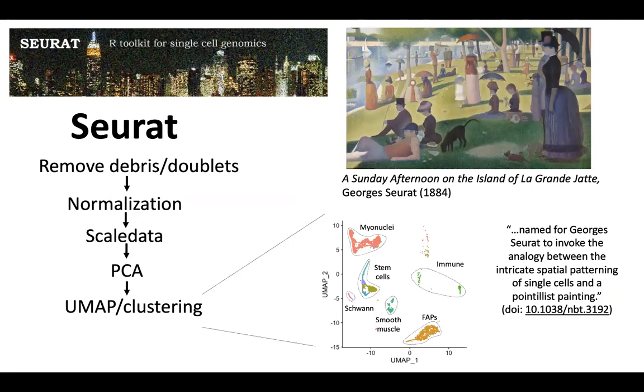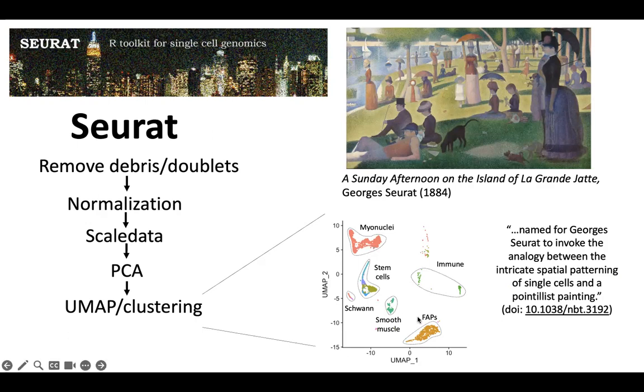And he was an impressionist painter, and he used a series of points, so it was referred to as pointillist painting. The authors and developers of this software named it after George Seurat because they want to invoke an analogy between the intricate spatial patterning of single cells and pointillistic paintings. And so Seurat, as I said, has a comprehensive set of functions that allow us to process our data, assess the quality of the data, normalize it, run dimensional reduction, and eventually visualize our clusters.